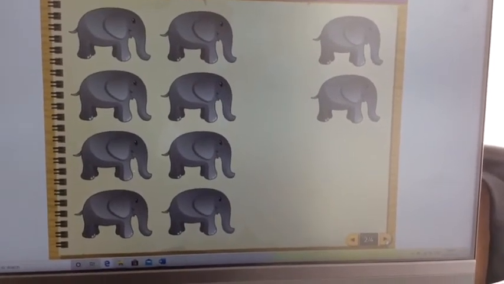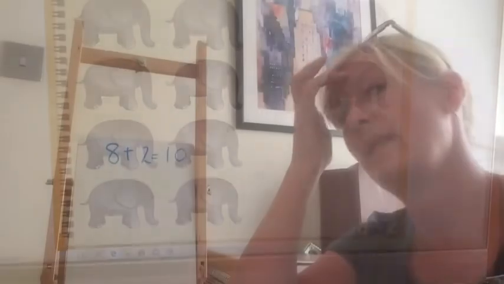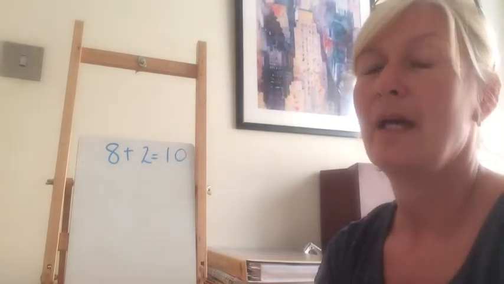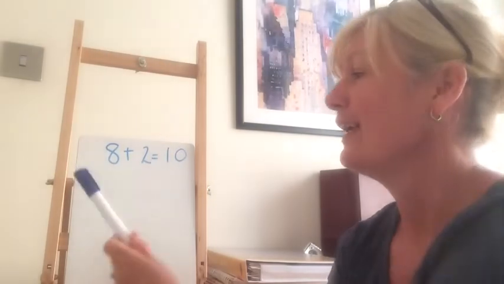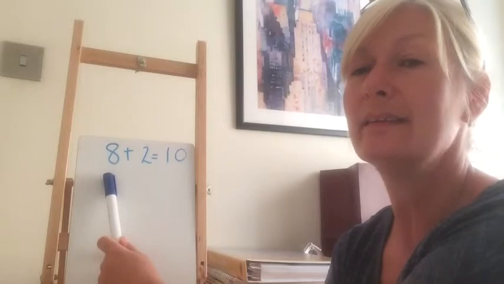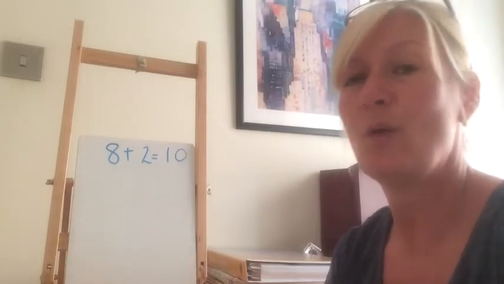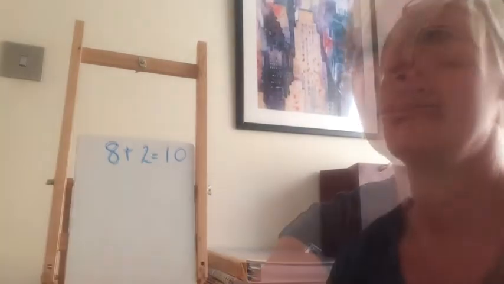When I look at it, I see that 8 plus 2 equals 10. Now this is a number sentence, but we could make up a number story using the numbers and the elephants. We could say something like, there were 8 elephants eating bananas, then along came another 2. How many elephants is that altogether? And it will be 10 elephants.